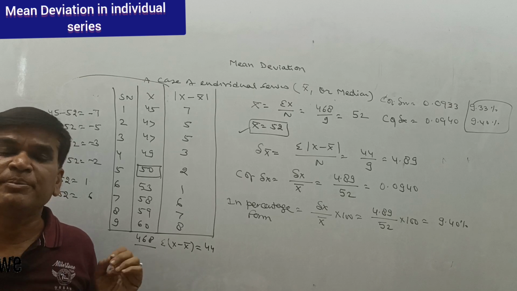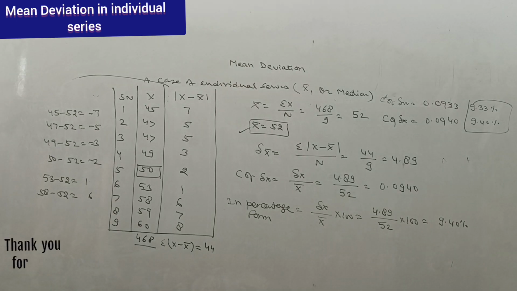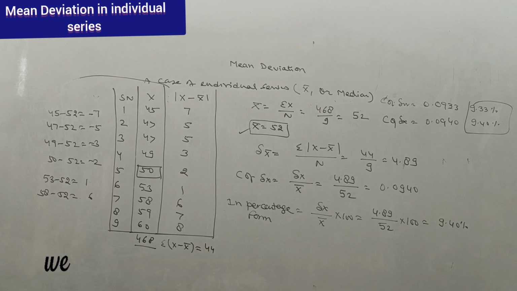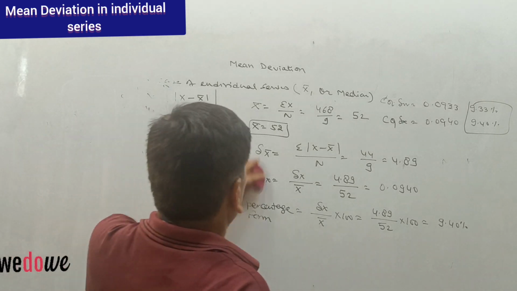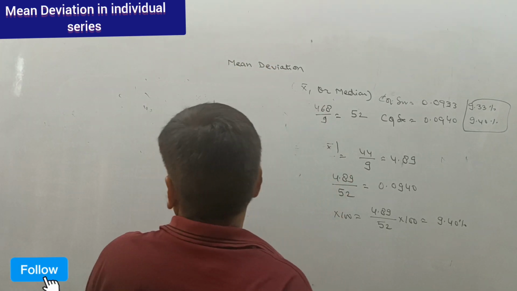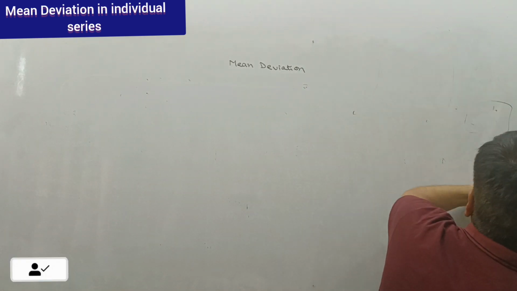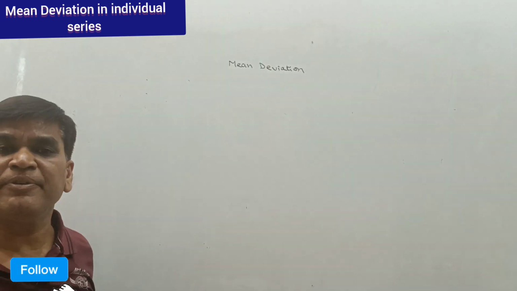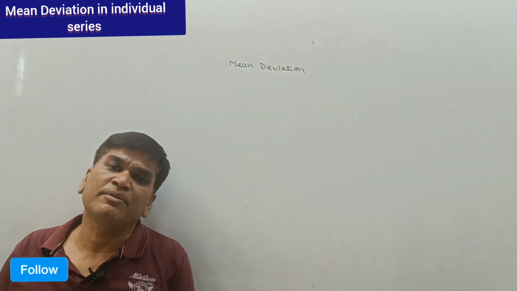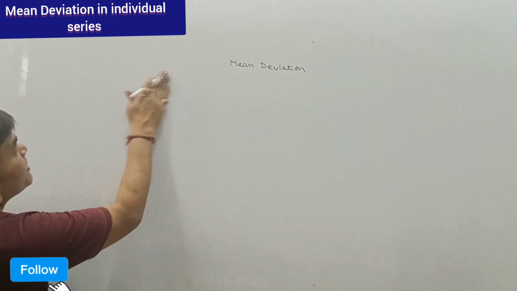So these are the methods to calculate the mean deviation in the case of an individual series. If your series is a discrete series, then we have to change some formula to calculate the mean deviation. In the case of a discrete series, we have two values, the x value and the f value.